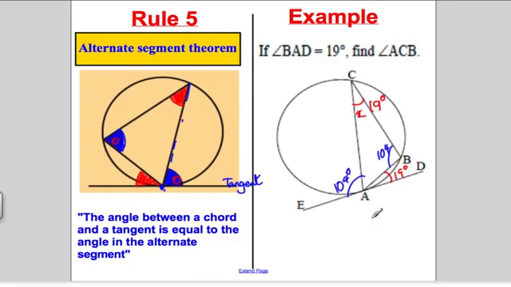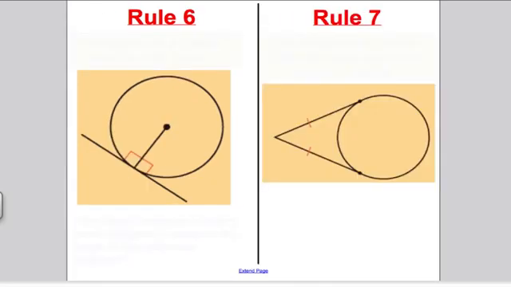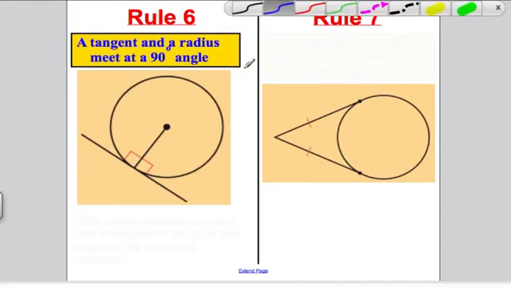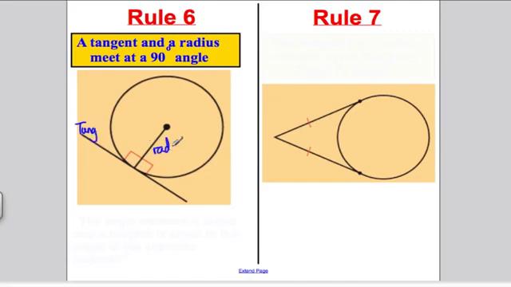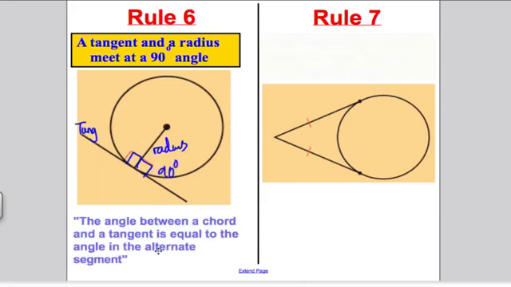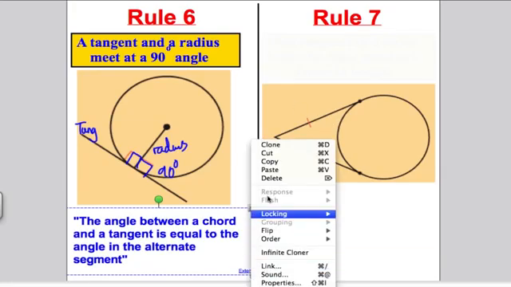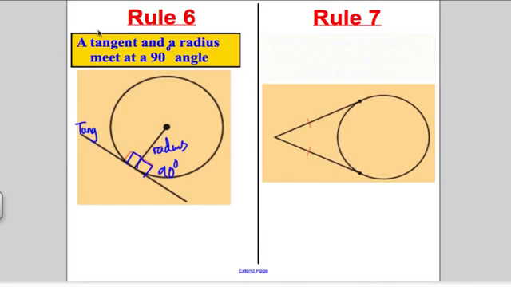Finally, we've got rule 6 and 7. I'm going to do this all in one and do a couple of examples, and then we're finished with these circle theorems. So here's a picture for each of the rules, and rule 6 tells us that when a tangent, a line that just touches a circle, meets a radius, they always meet at 90 degrees. Always make a 90-degree angle. So, a tangent and a radius meeting at 90 degrees.